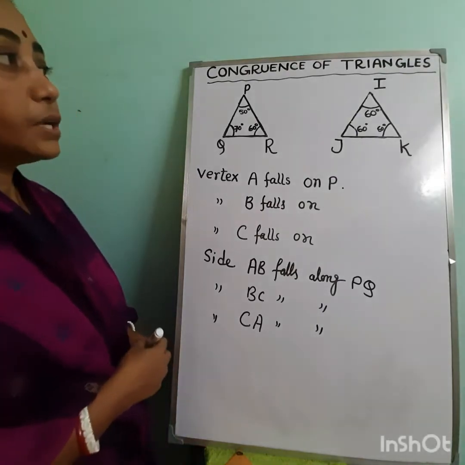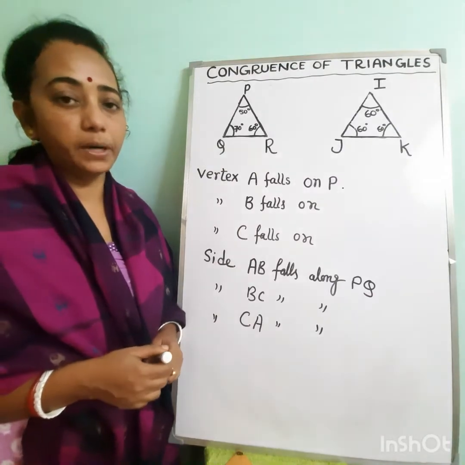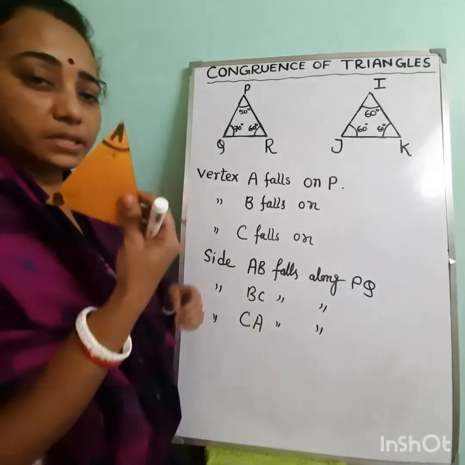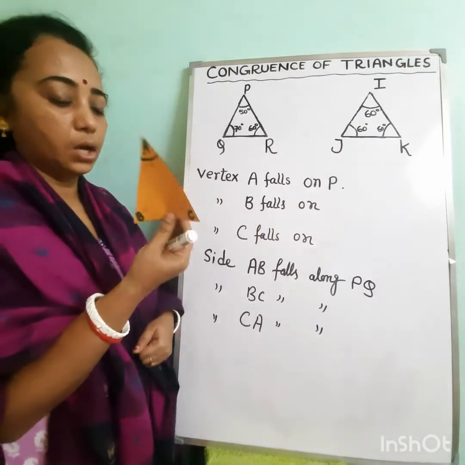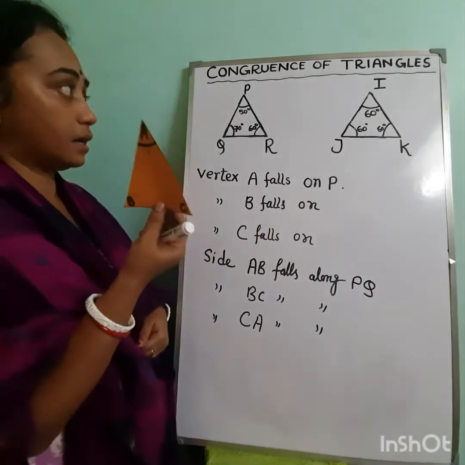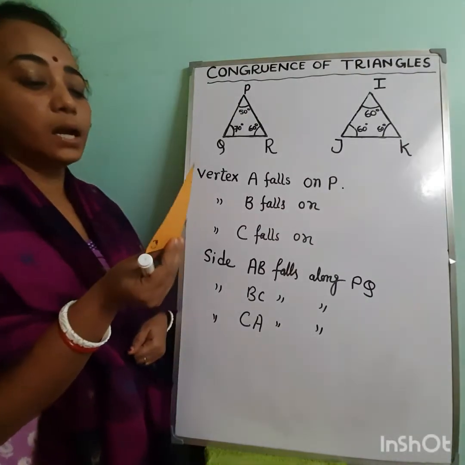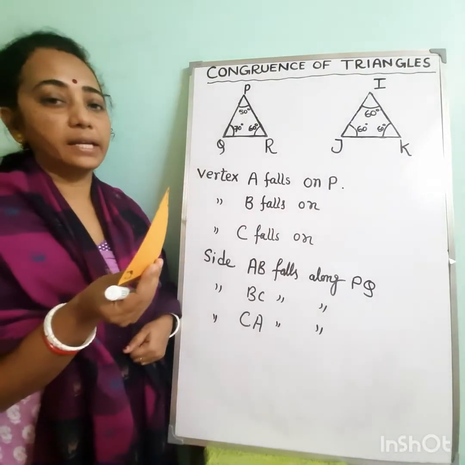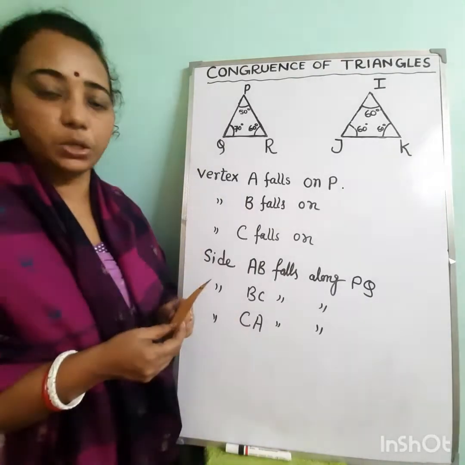Now, we cut out triangle ABC from a yellow sheet of paper. Already I have this cutout portion. This is the cutout portion of triangle ABC. We can also say this is a trace copy of triangle PQR. Now we place this triangle ABC over triangle IJK and then over triangle PQR.